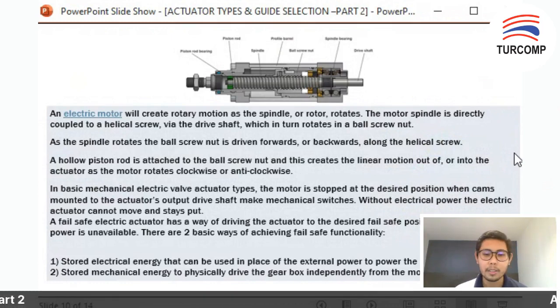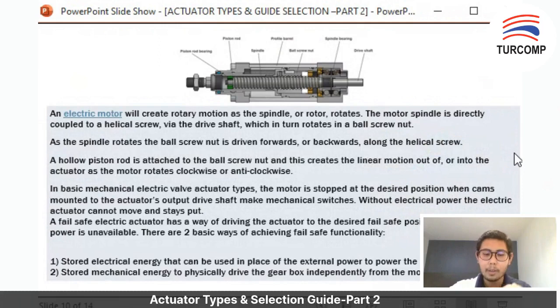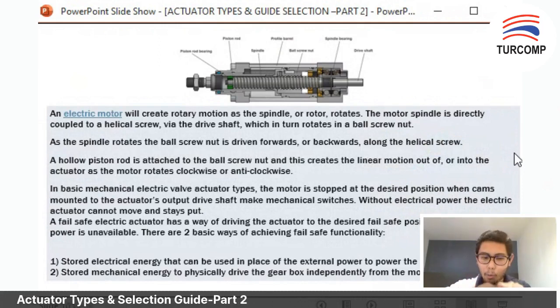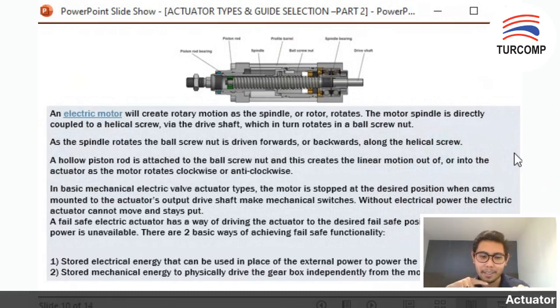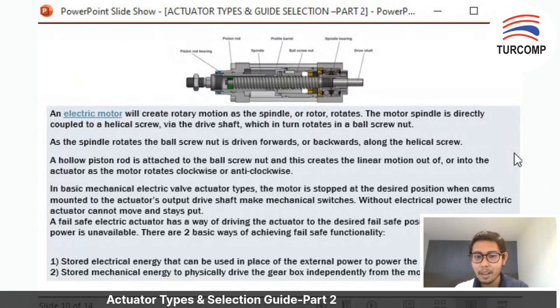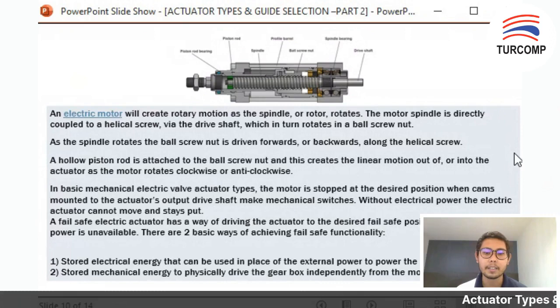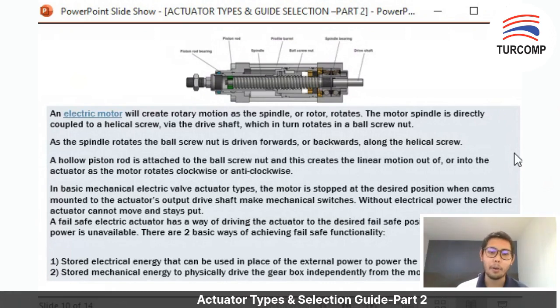So it's a long word to understand, but basically if you have a screw that you're going to put into a hole, either you turn it clockwise or anti-clockwise, it's going to move forward or backward. So this is the linear motion that will be created. It's a very basic concept lah. So a hollow piston rod is attached to the ball screw nut and this creates the linear motion moving out or into the actuator as the motor rotates clockwise or anti-clockwise, as I mentioned before.